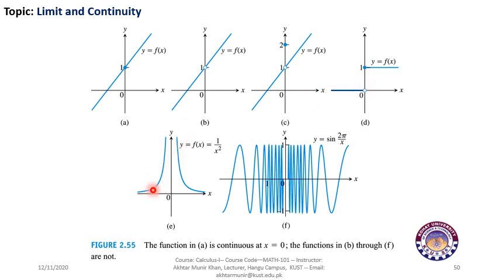Here the function is again discontinuous as it approaches infinity, and this is also a discontinuous function because here the limit does not exist at x equals 0. So in short, we can say that the function in figure A is continuous and all others are discontinuous.